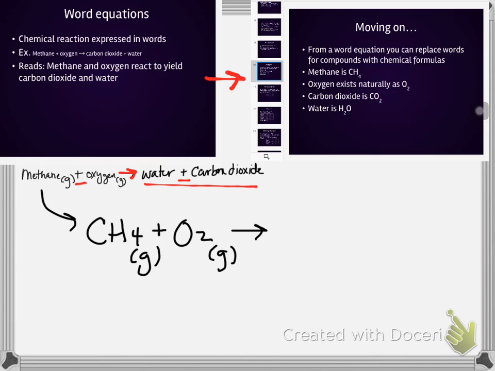Water. H2O. Now, we weren't told what form this was in, so we can't put in a state symbol. And then carbon dioxide, that's rules for molecular naming. That's CO2. And we weren't given state information on either of those. This is a formula equation.